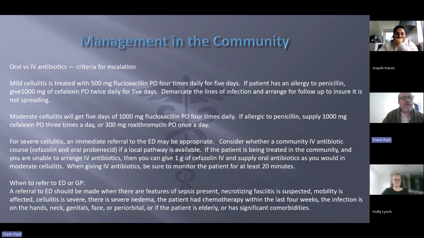Management in the community. You have oral versus IV antibiotics. In mild cellulitis, we treat with flucloxacillin for 5 days. If they're allergic to that, you can give them cephalexin for 5 days as well. In moderate cellulitis, you increase the dose to 1,000 milligrams of flucloxacillin, 4 times daily.